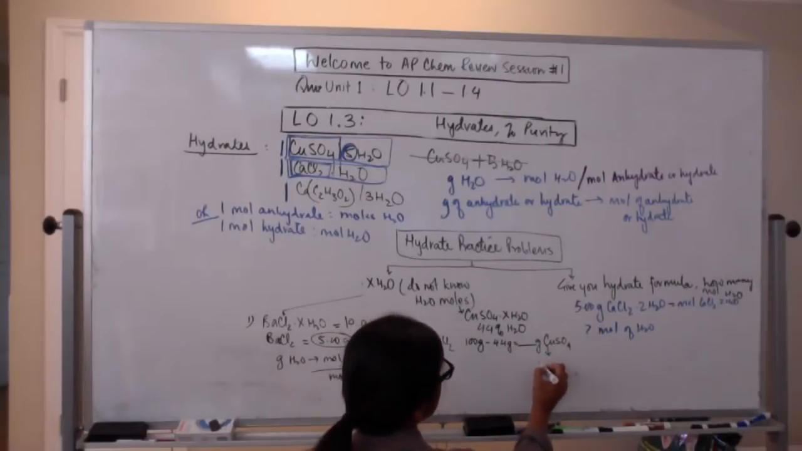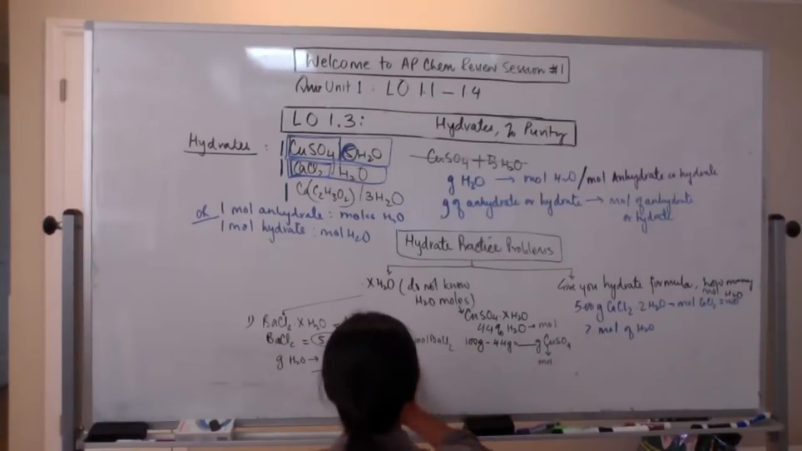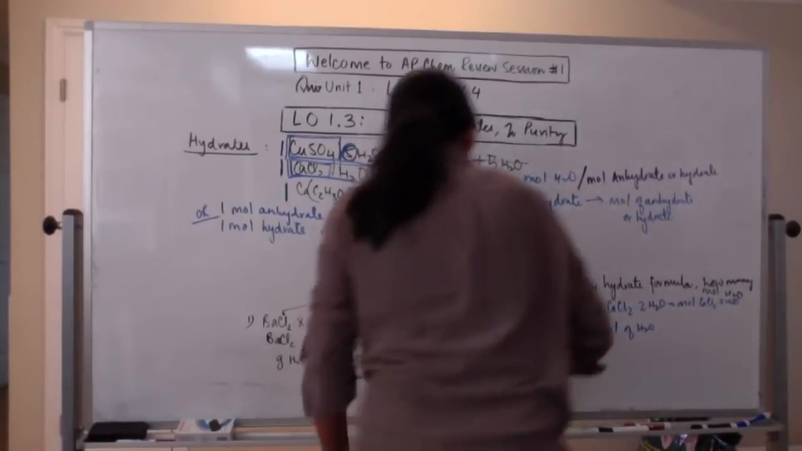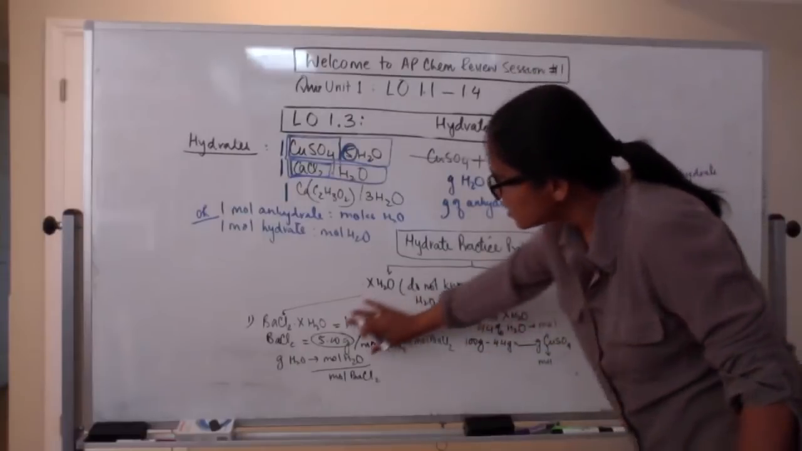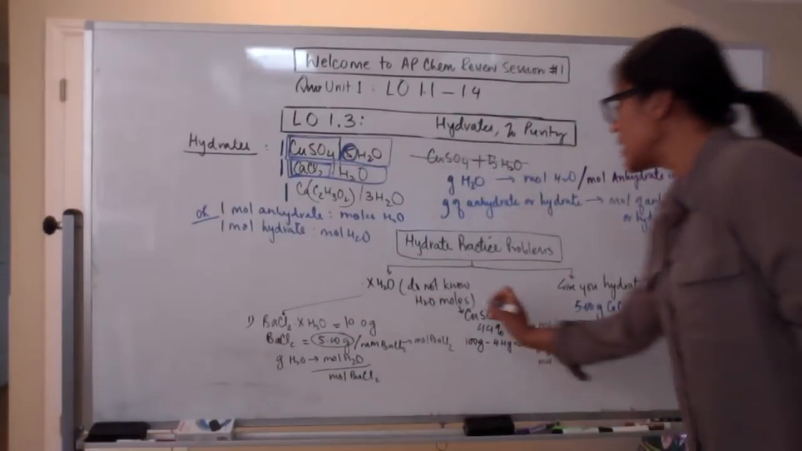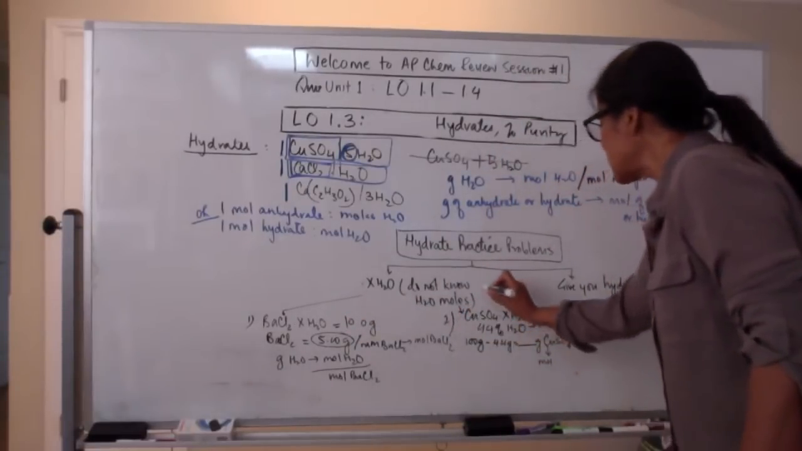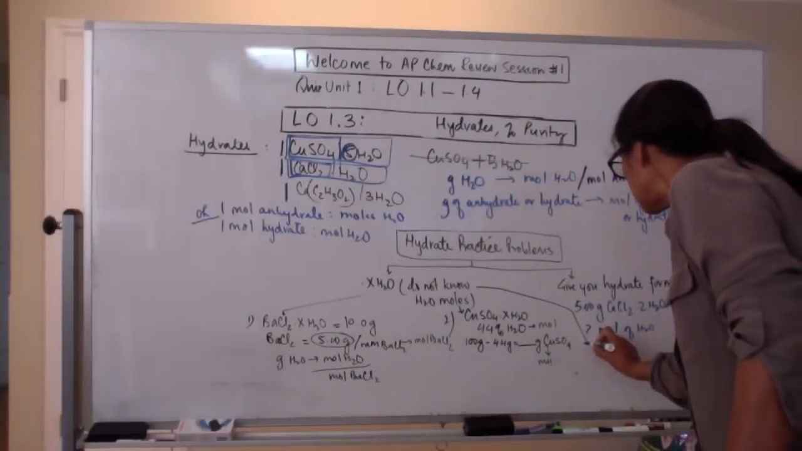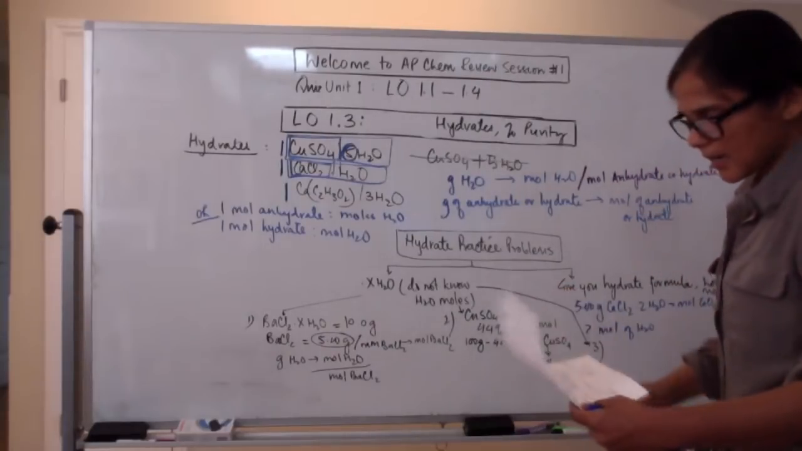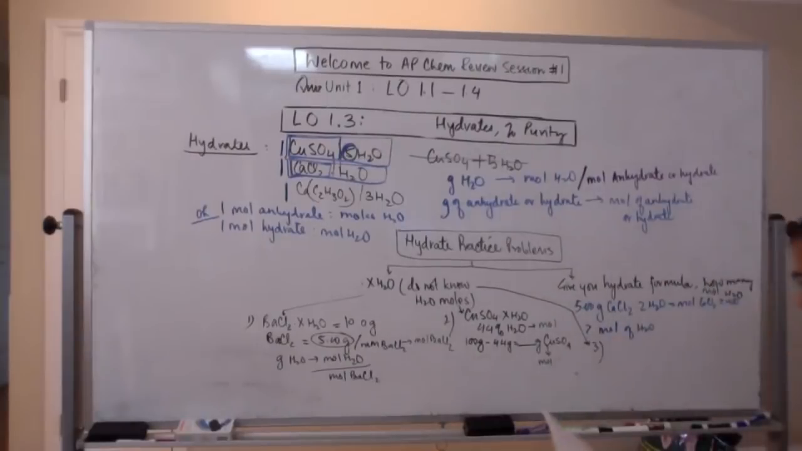You convert this to moles, you convert this to moles, and divide water moles by CuSO4 moles to get the ratio. So by adding one more step here, you take it to the same problem as number 1. And then there can be a third way that they can ask you questions.